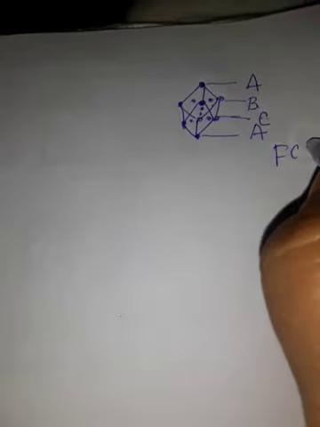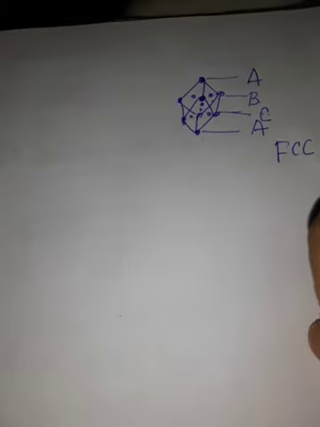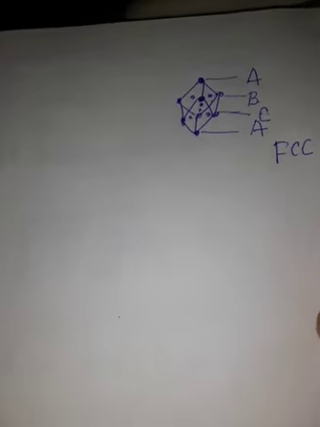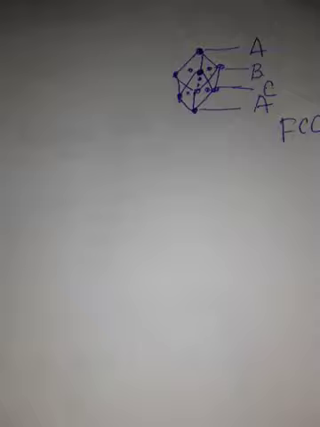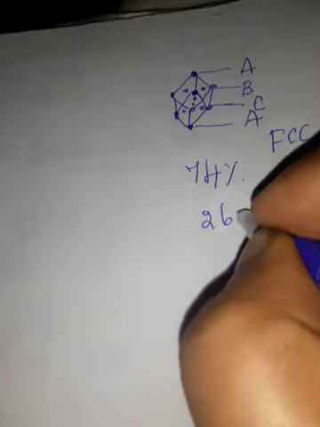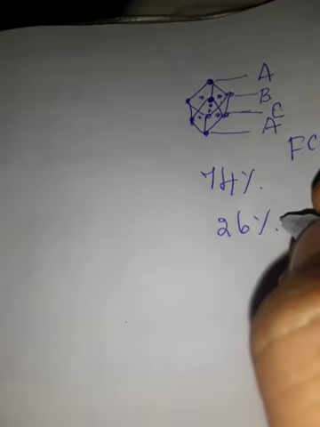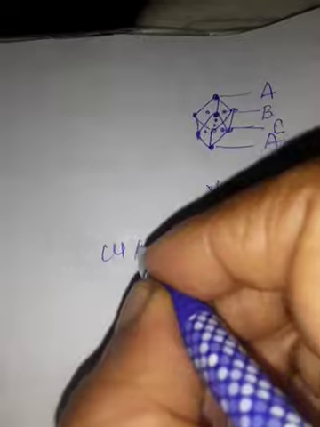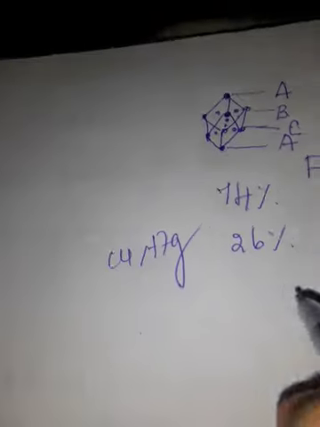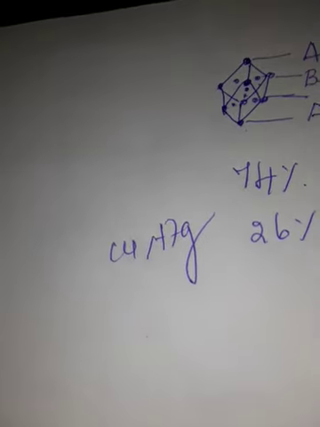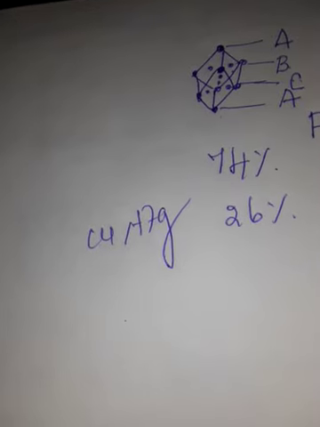It is a cube with atoms in corners and in face centers. So it is also called FCC, face-centered cubic lattice, or cubic close packed structure. Here 74% is occupied by atoms, and the remaining 26% are voids. Metals such as copper and silver can have this type of arrangement. This is one type of arrangement.